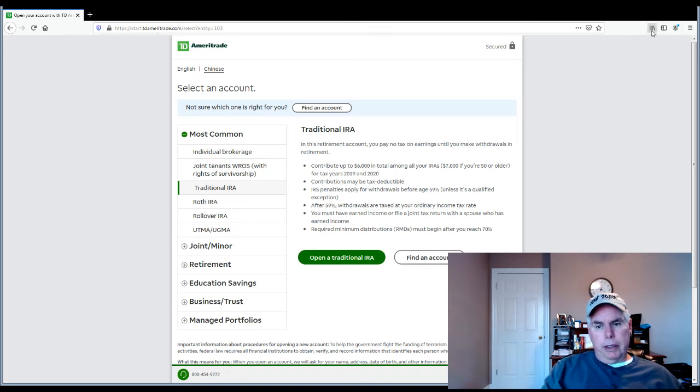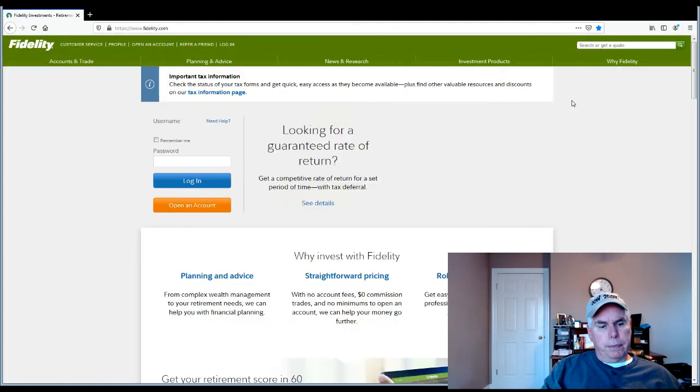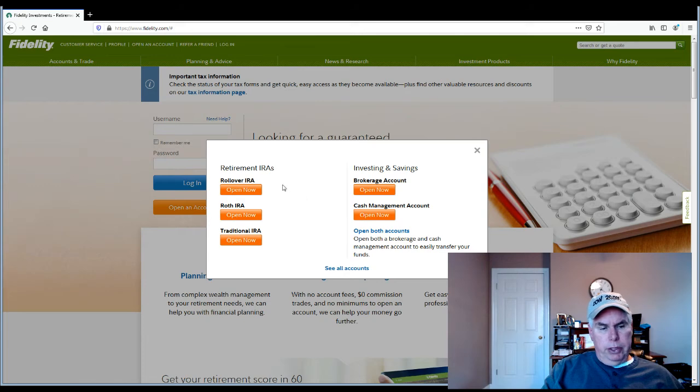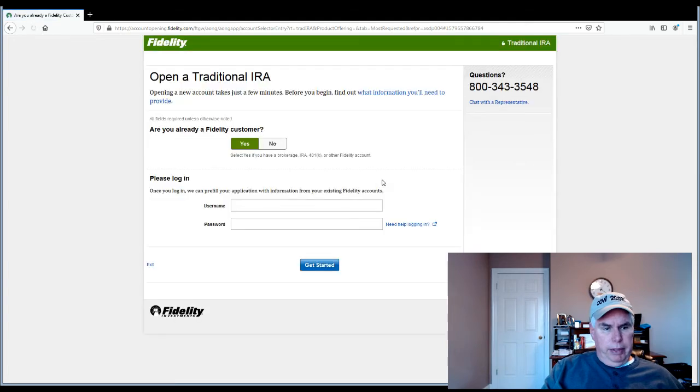All right, let's take another look at Fidelity. You can see here, same type deal. You've got to log in. You can go straight to open an account here as well, and that gives you the same type of choices. Let's just click one. Let's go with a traditional IRA. Click open now. Same type thing: are you already a Fidelity customer? And it's going to start asking all this. They've got the 800 number up here, very plain for you to see, and it's real easy to do.